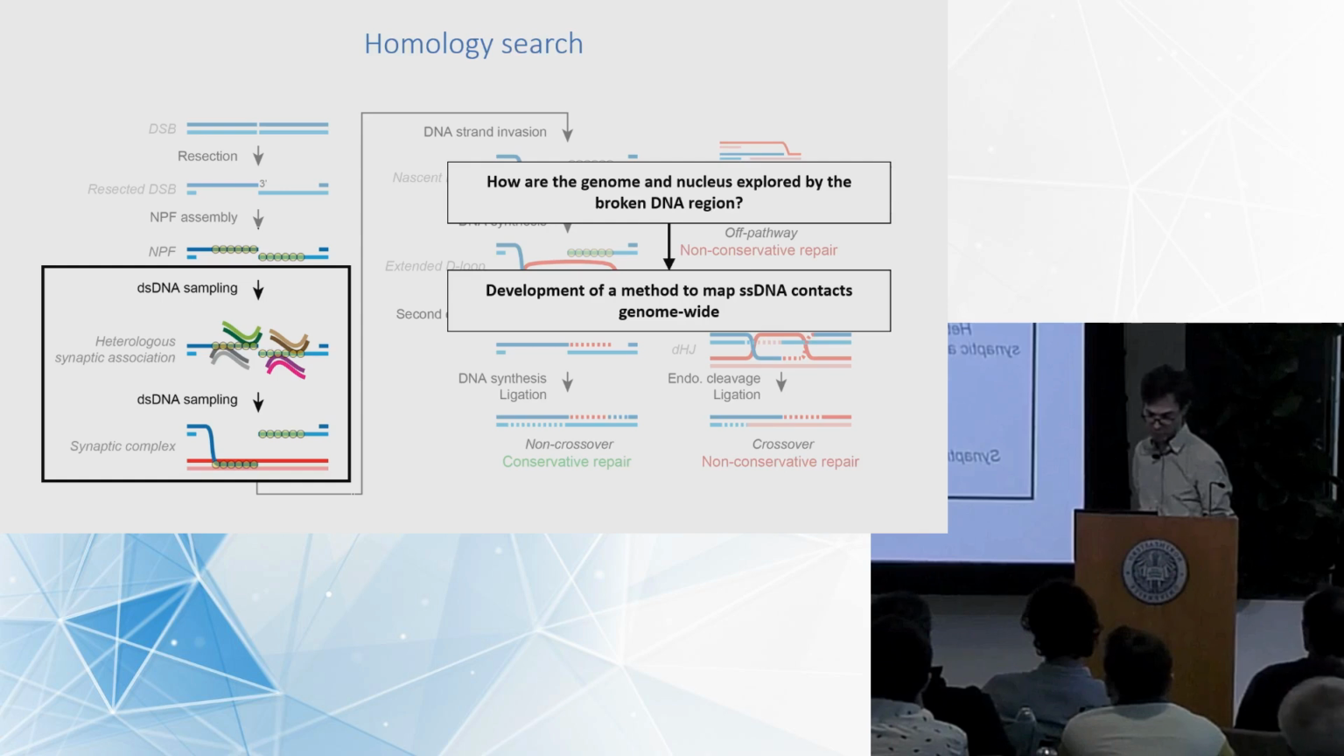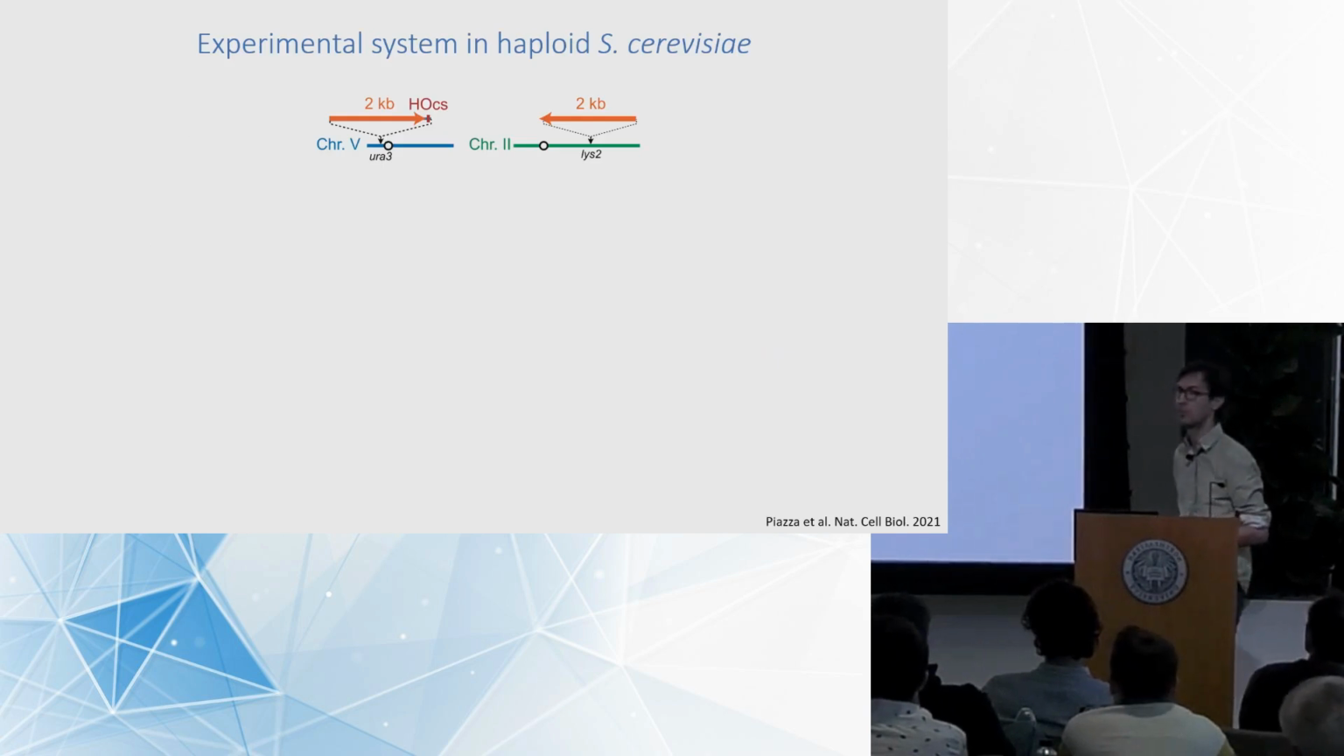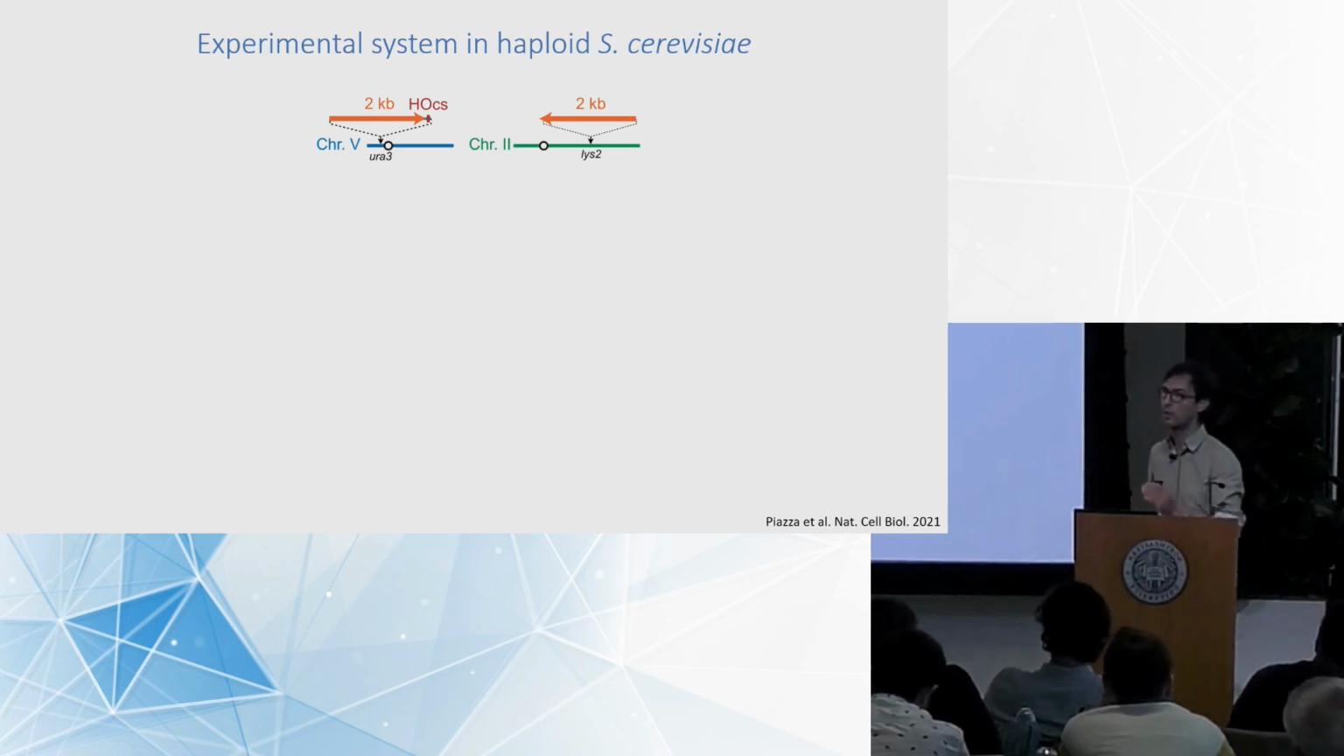I'm going to describe this methodology, which is based on IC, and what we learn from it. So the system is in Saccharomyces cerevisiae. We have a very nice system where we can make a single break at a defined position extremely efficiently: in 30 minutes, more than 90% of the cells have the break. And we can provide a donor, which actually corresponds in this system to only one side of the break. Okay, and you will see why in a minute.